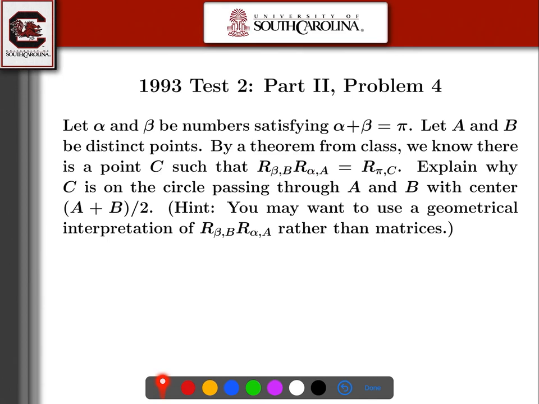And what you're trying to justify is that C is actually on the circle with AB as a diameter. So A and B are the endpoints of a diameter. The midpoint of those is (A plus B) over 2. That'll be the center of the circle.